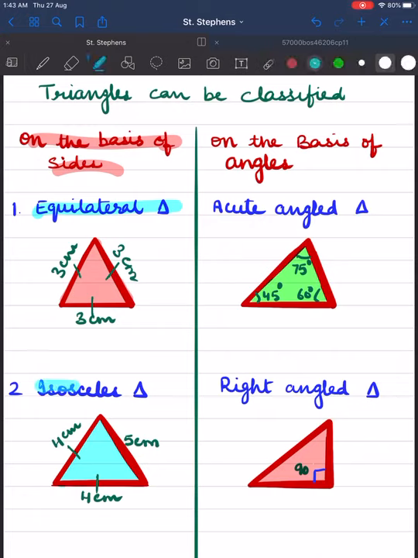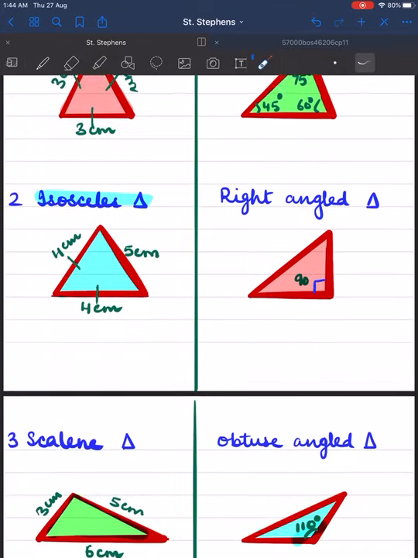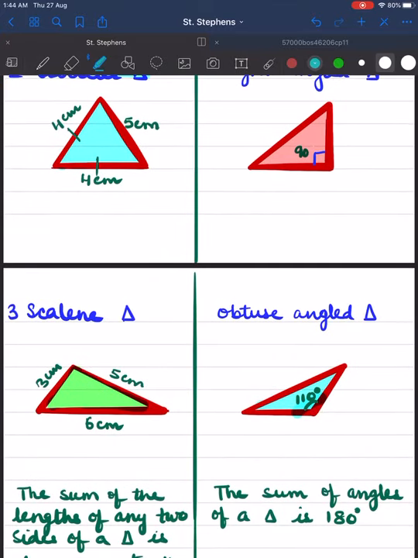Second, isosceles triangle. Any two sides are equal. And here we observe the length of two sides of the triangle is 4 cm. So it is an isosceles triangle. Third, scalene triangle. No sides are equal. So here we observe that the lengths of all the three sides of the triangle are different. So it is a scalene triangle.